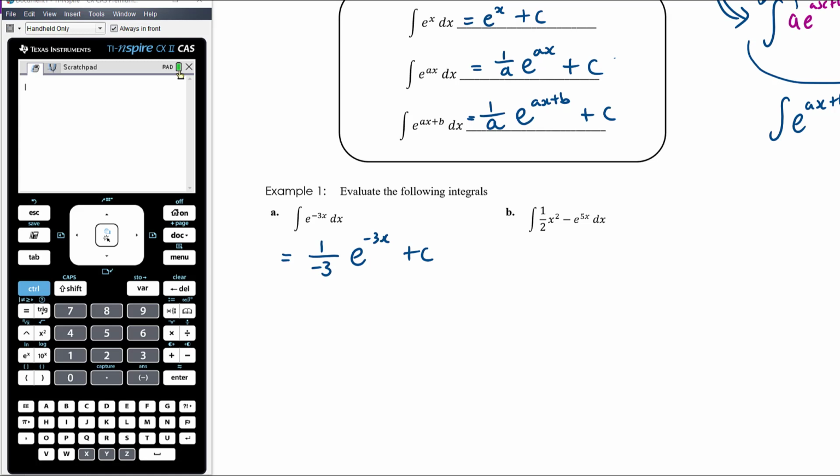Antiderivative of half x squared minus e to the 5x. Okay, so we've got two different functions there. The polynomial, which we've become familiar with antidifferentiating. So we know we're going to have half times the antiderivative of x squared, which is x cubed on 3. So it's going to be half times x cubed on 3.